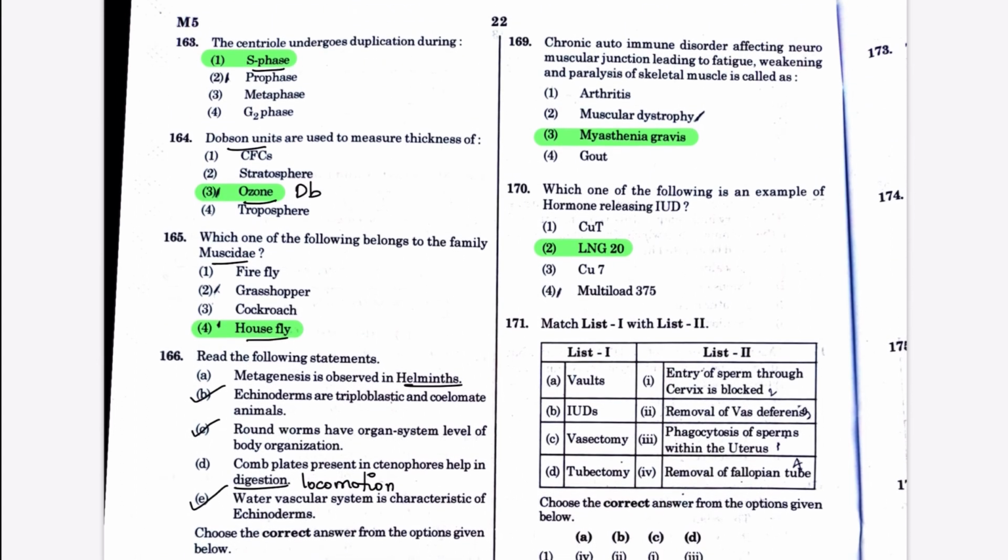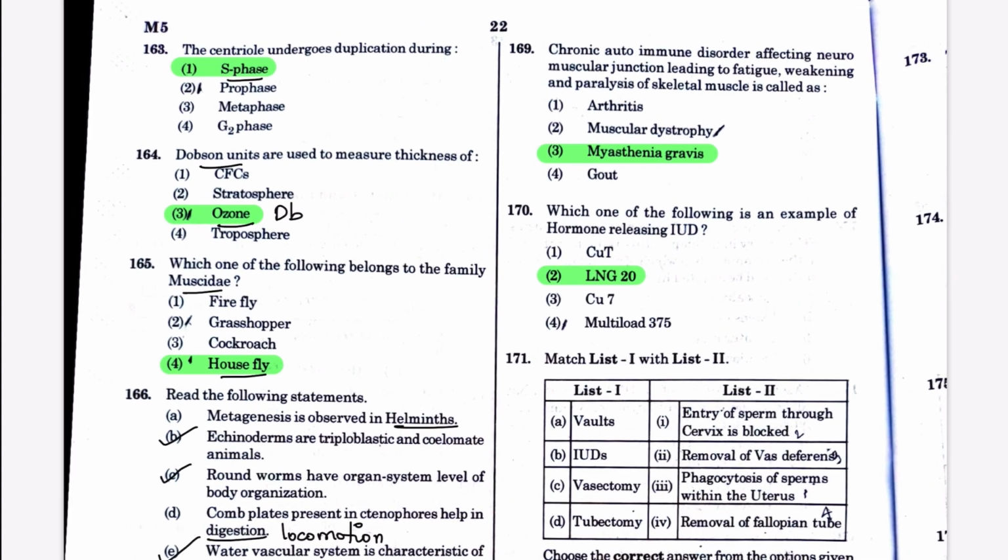Okay, right. So chronic autoimmune disorder affecting the neuromuscular junction leading to fatigue, weakening and paralysis of skeletal muscle is called as. It is affecting the neuromuscular junction. It's an autoimmune disease, which means our own immunity is thinking that our own body cells are foreign agents, right? So the answer would be myasthenia gravis.